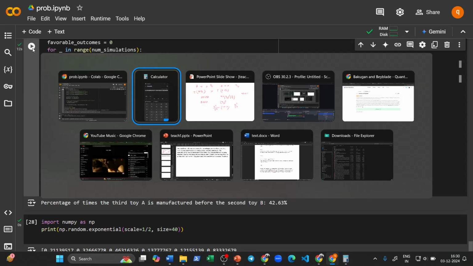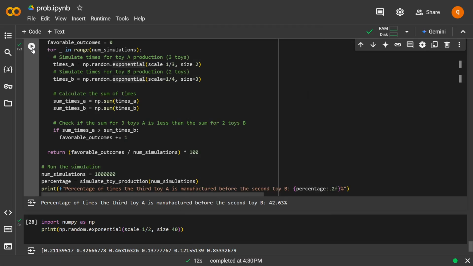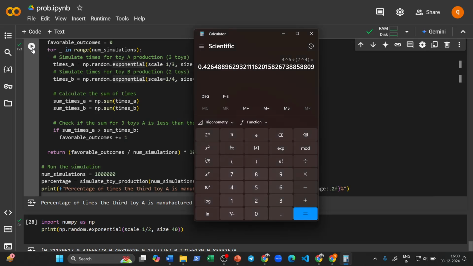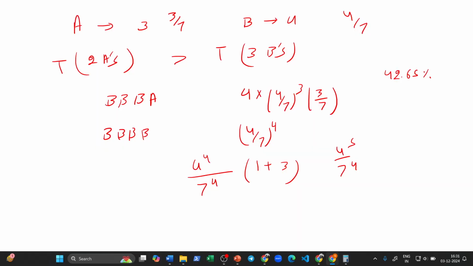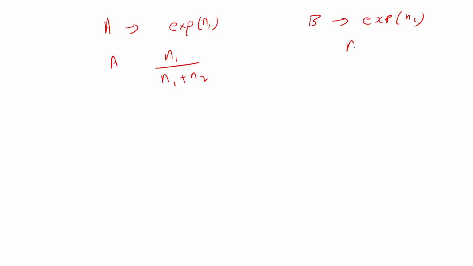Okay, so that's right. We have discovered something. I mean, we have rediscovered something. We can say that yes, the chance is the same. So it's very simple. If A has a rate of manufacturing exponential n1 and B has a rate of manufacturing exponential n2, then A has a chance of finishing first of n2 upon n1 plus n2.